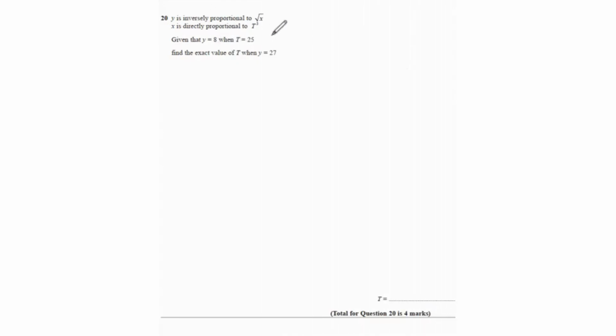This question says y is inversely proportional to the square root of x. x is directly proportional to t cubed. Given that y equals 8 when t equals 25, find the exact value of t when y is equal to 27. So we have two different things happening over here. y is inversely proportional to root of x. And then x is directly proportional to t cubed. So for x, I'm going to use a different proportionality constant. Let's call that a. So a times t cubed over here.